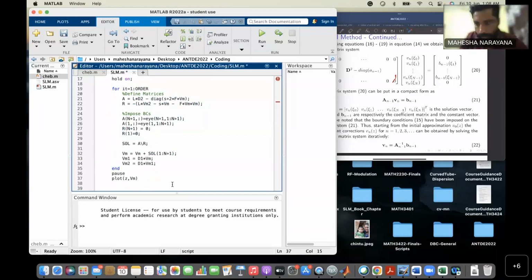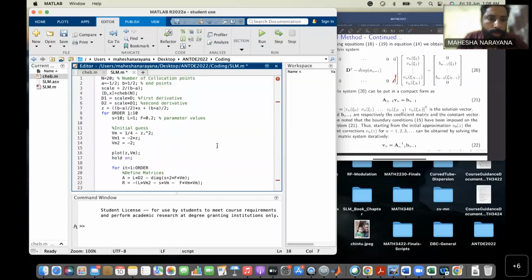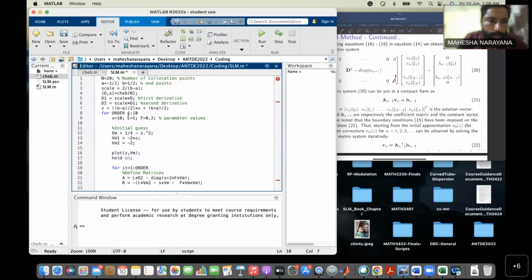And let's try it. Our code is ready, and whether it runs or not, let's see. So if there's any error, we will try to debug it. And if we are lucky, we may get the solution here. So let's see.